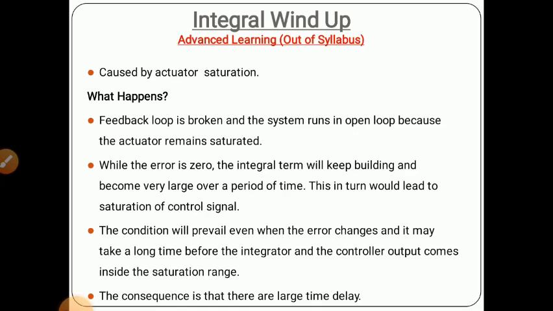If the feedback loop is broken, what will happen? The error is 0, and because of this the integral term keeps building and becomes very large over a period of time. The condition will prevail even when the error changes, and it may take a long time before the integrator and the controller output come inside the saturation range. The consequence is that there are large time delays. So this is the drawback of integral wind up: we get large time delays.